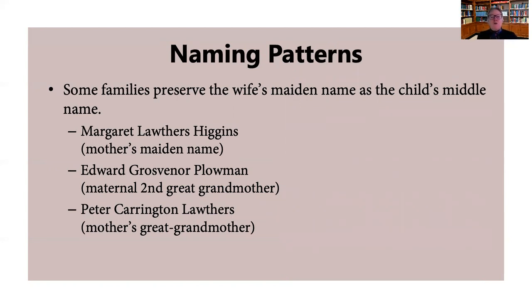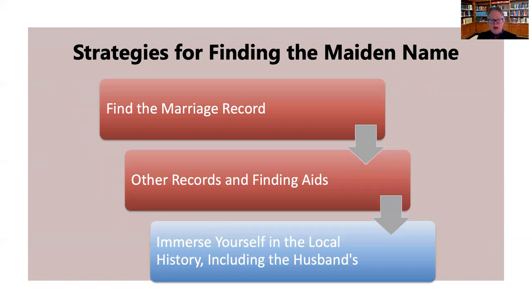Some families preserve the wife's maiden name as the child's middle name. So these are some examples from my family. My eldest daughter's middle name is Lauthers, her mother's maiden name. Grosvenor is the surname of my grandfather's second great-grandmother on his mother's side. It was given to him as a middle name. And Carrington is the surname of Peter's mother's great-grandfather. So when you see a surname as a middle name, pay attention and see whether or not it is someone's maiden name.